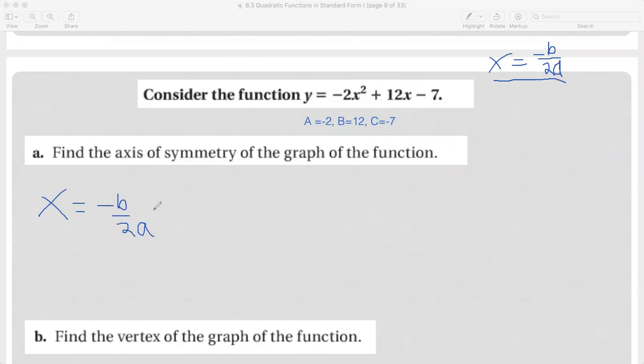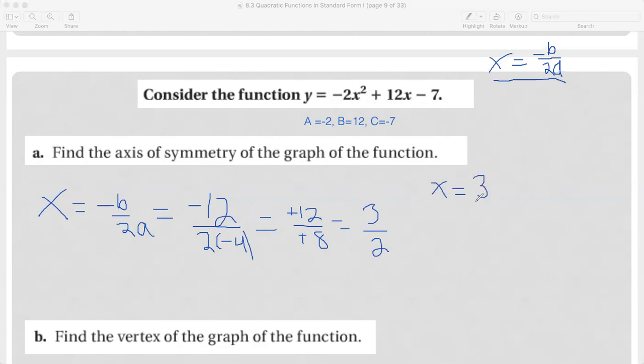So all I'm going to do is plug in the variables b and a. So x equals negative, my b value is 12, over 2 times my a value, which is negative 2. So all I'm going to do is clean that up. So that would be negative 12 over negative 8. And then that would turn into, well, 2 negatives are going to make a positive. I'm going to divide top and bottom by 4, so that would give me 3 over 2. Okay, so my axis of symmetry is x equals 3 over 2.